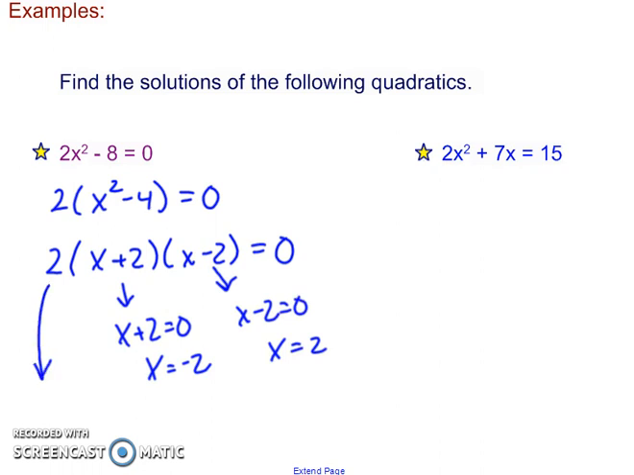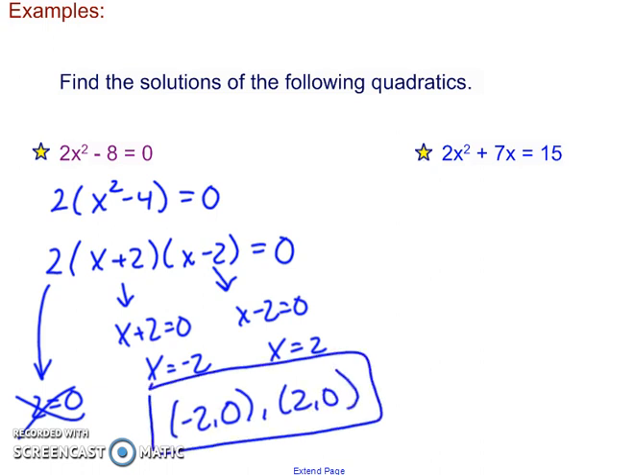I can't set this 2 equal to 0. 2 equals 0 doesn't make any sense. Okay, I can't solve it. There's no x. I just have 2 is 0, which is false. So I don't count that. Okay, my two answers are going to be (negative 2, 0) and (2, 0).